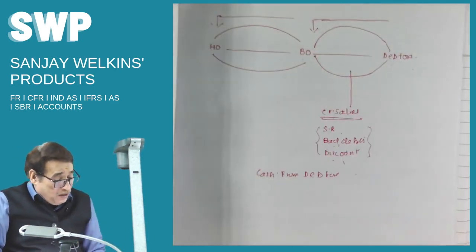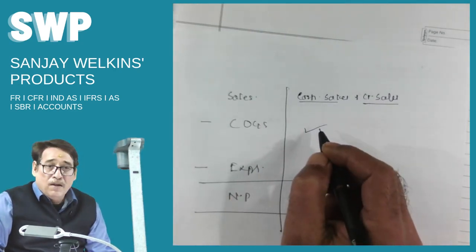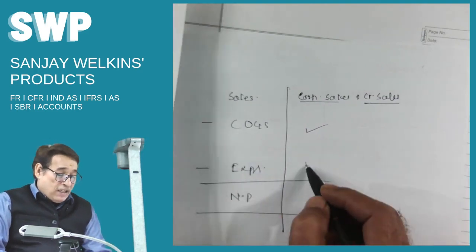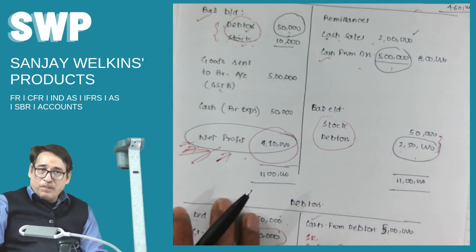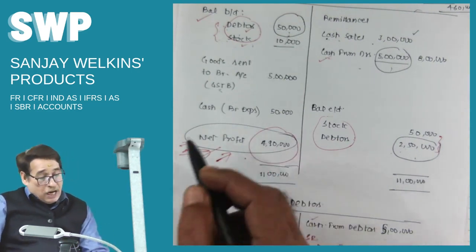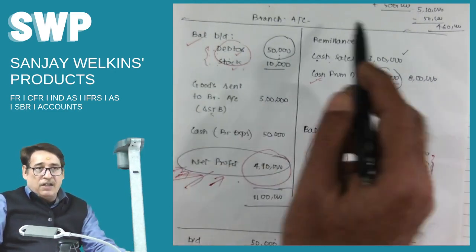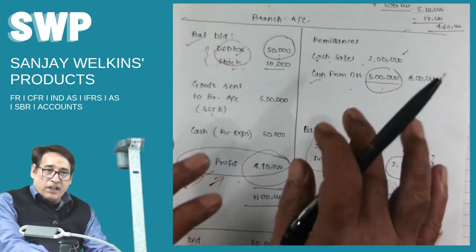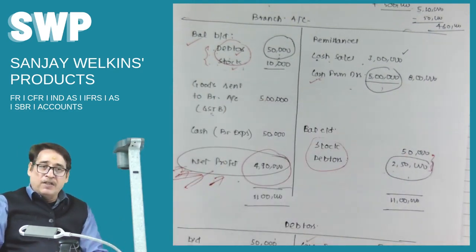It means in this particular question, I have written cost of goods sold also. And obviously we have written the expenses. So quite obviously the difference will be nothing but net profit. So now you have proved how you are getting the net profit. Because in a nutshell, even in this account, we have written the sales, we have written the cost of goods sold, and we have written the expenses. So we are bound to get net profit.